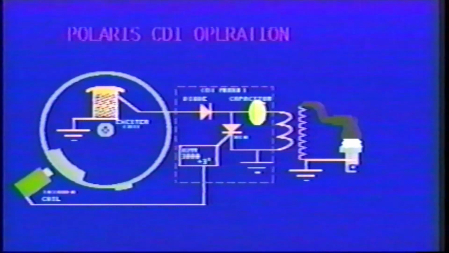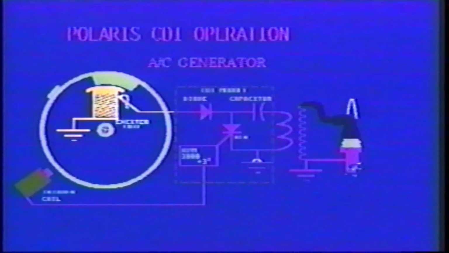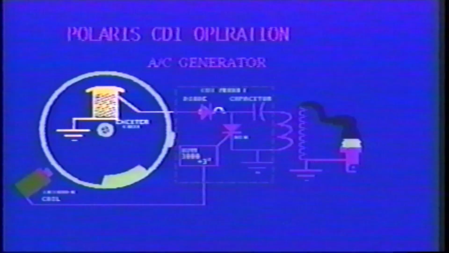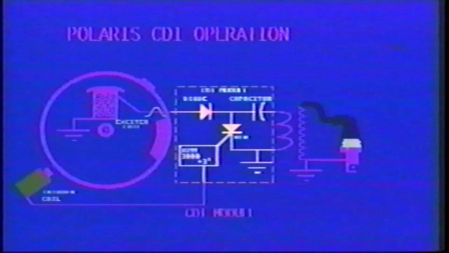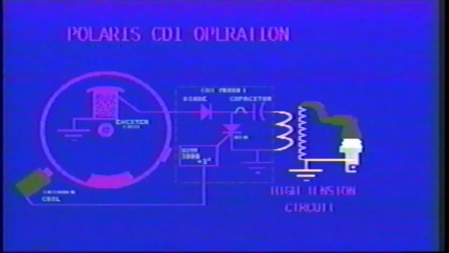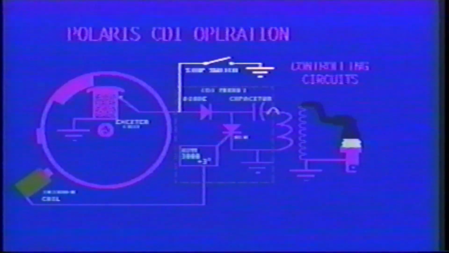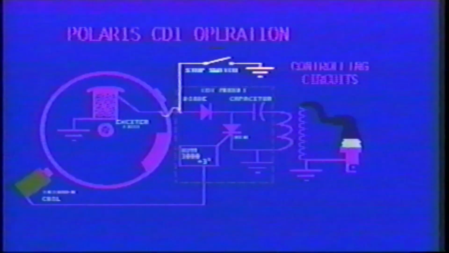A CDI system's operation is easier to understand if we divide it into smaller subsystems. First, the AC generator circuit. Second, the ignition triggering circuit. Third, the CDI module. Fourth, the high-tension circuit. And finally, the ignition controlling circuits, such as the engine stop switches, throttle safety switches, and RPM limiting circuits.